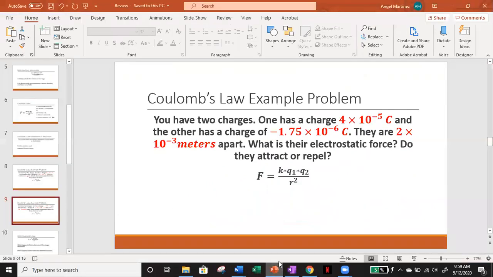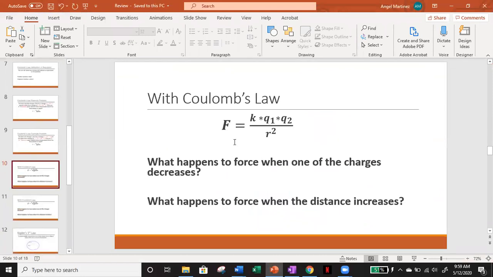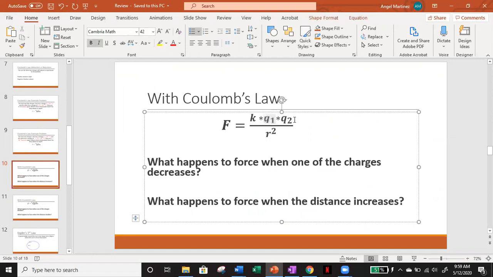That's it for Coulomb's law for math-based problems, but let's also talk about qualitative problems. Without doing any math, what happens to the force when one of the charges decreases? Let's say Q1 became smaller. Would the force increase or decrease? It would decrease. On the top part, K, Q1, Q2, if any of them increased, F will also increase. If any of them decreased, F will also decrease. So whatever happens here happens to F.